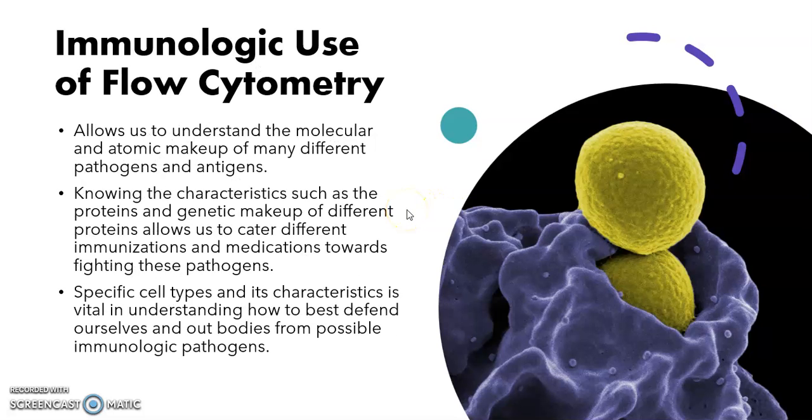Finally, the immunologic use of flow cytometry. This allows us to understand the molecular and anatomic makeup of many different pathogens and antigens, knowing the characteristics such as proteins. Genetic makeup of different proteins allows us to cater different immunizations and medications towards fighting these pathogens. Specific cell types and their characteristics are vital in understanding how to best defend ourselves in our bodies from possible immunologic pathogens.